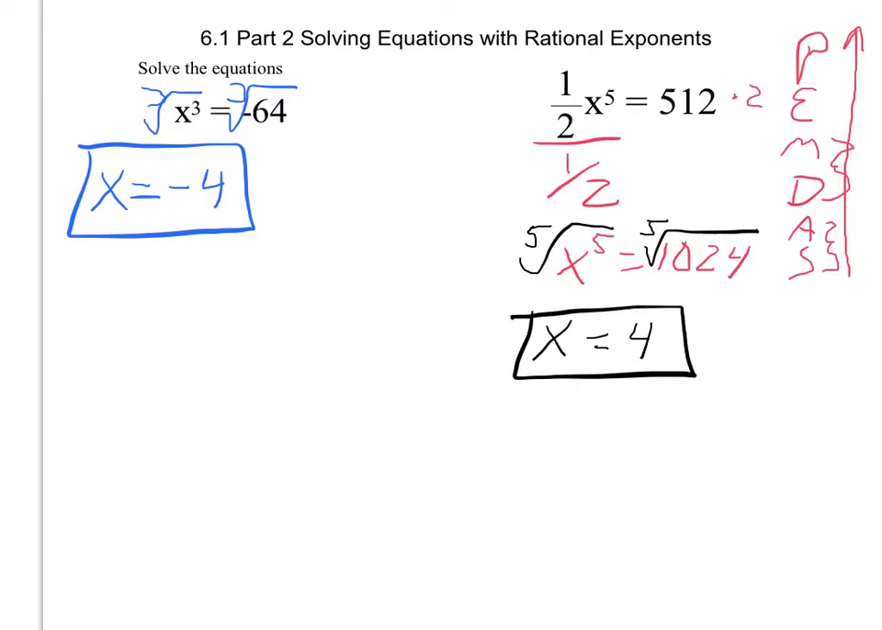And there's our answer. Now notice that since both of these are odd roots, I didn't do plus or minus. We only need to worry about plus or minus when we're doing even roots. When it's odd, we just take the sign that we're given. When it's even, though, we do need to be aware of doing plus or minus.